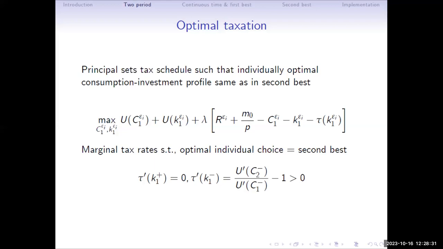So you see that when the agent is taking the first order condition, there is a derivative with respect to taxes. And so the principal will set the tax schedule so that the first order conditions will be satisfied at the level of consumption that we have in the second best. And this is how the principal can design a tax schedule that implements the second best in the market.